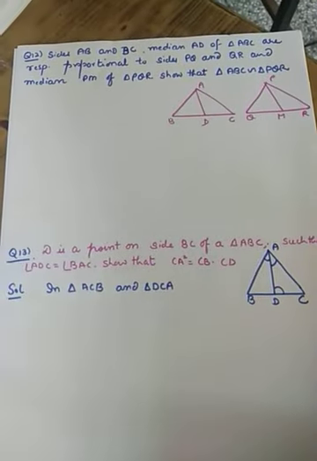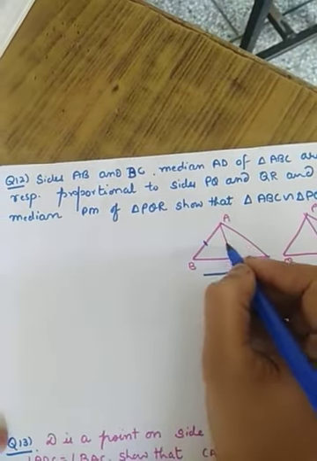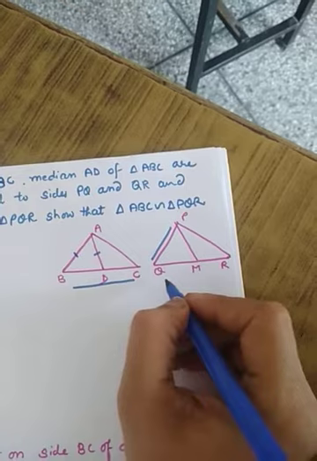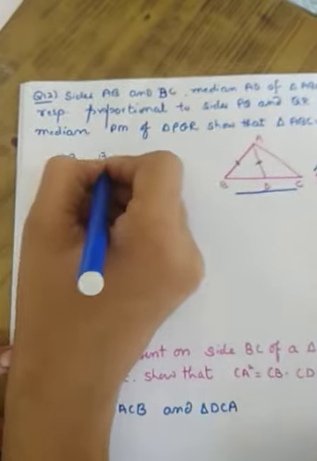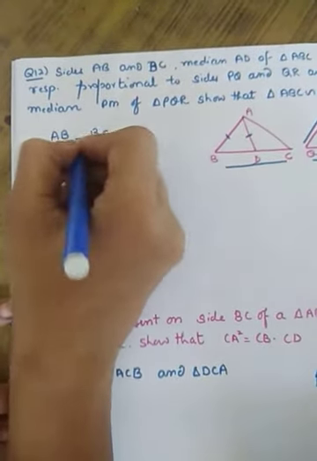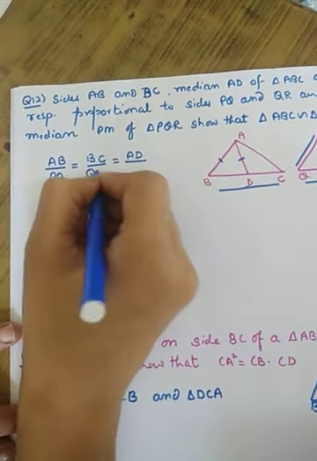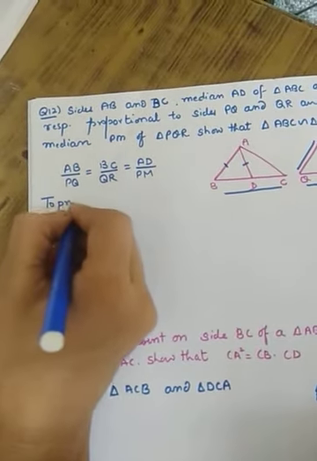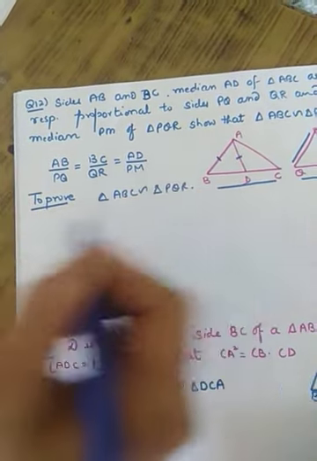Now we are supposed to do question number 12. Sides AB, BC and AD of triangle ABC are respectively proportional to PQ, QR and PM. AB, BC and AD are proportional to PQ, QR and PM. We have to prove that triangle ABC is similar to triangle PQR. This we have to prove.